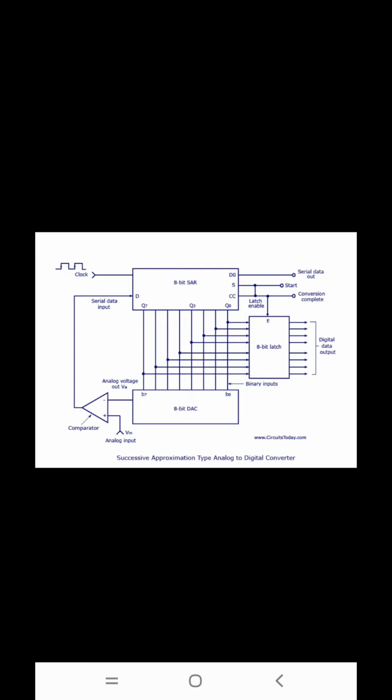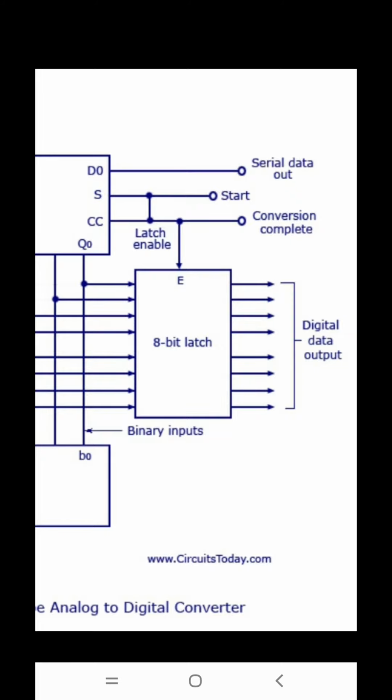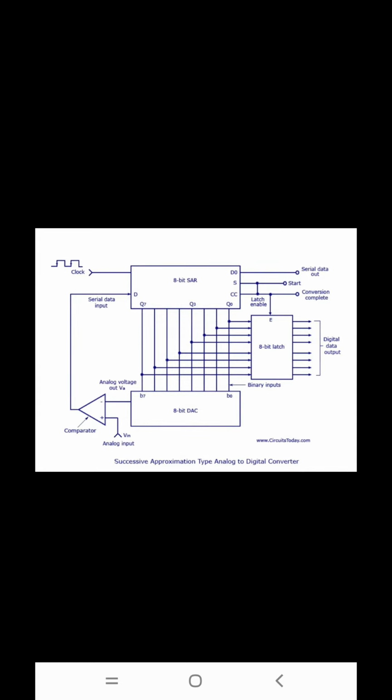So what happens at the start of the conversion cycle? The SAR is reset by making the start signal high. A clock pulse will be applied when it is made high. On the first clock pulse, with the low to high transition, the most significant output bit Q7 of the SAR is set. Q0 to Q7 are the output bits.